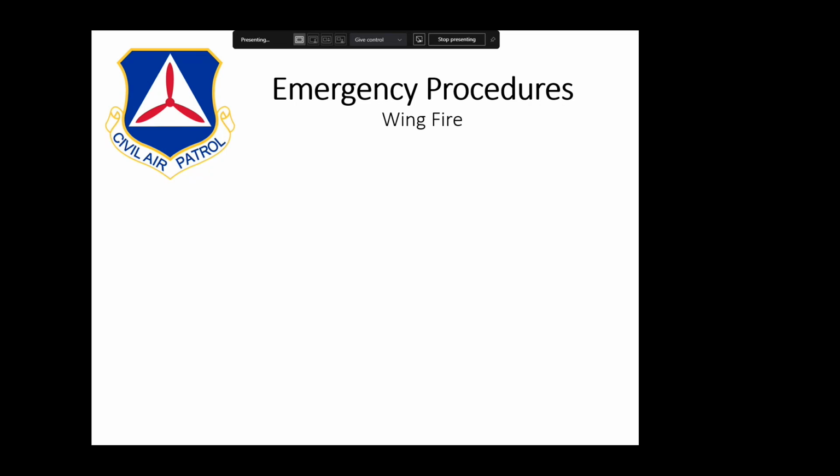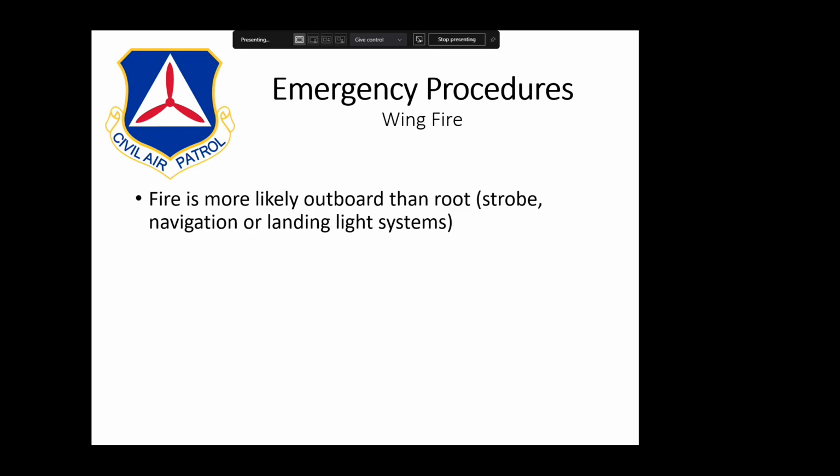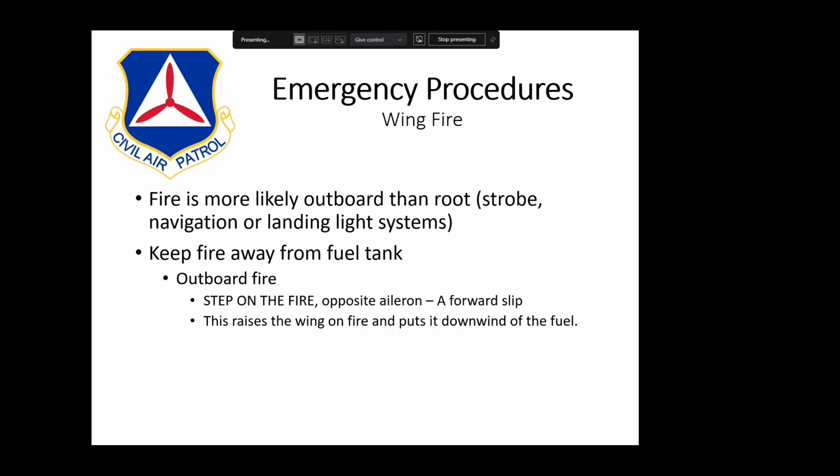Okay, let's talk a little bit about wing fire. A fire typically is going to be more likely at the outboard than the root because that's where a lot of your electrical items are, your strobes, navigation lights, or landing light systems. So they're on the outside of where the fuel tanks are, and we have integrated tanks in the wings in our aircraft. So our objective is really, let's keep the fire away from the fuel tank. How do we do that?